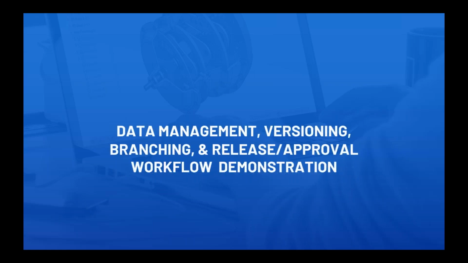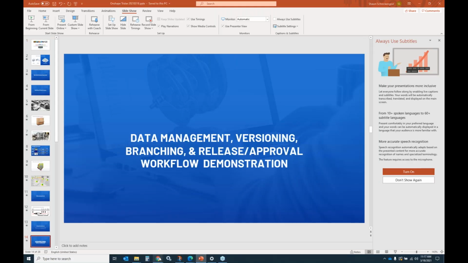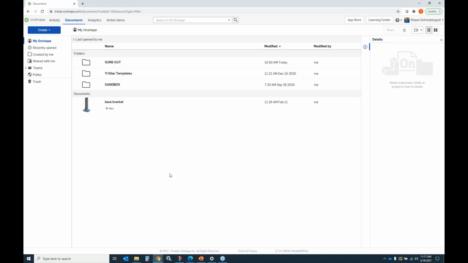Okay, so I want to jump into a demonstration here, and today we're going to build off of the demonstration that we did on the last webinar, and I want to talk about data management in Onshape, and also talk a little bit about versioning, branching, and the release and approval workflow in Onshape. So with that, I'll bring up Onshape, and when I log into Onshape, basically this is kind of my home page, right?